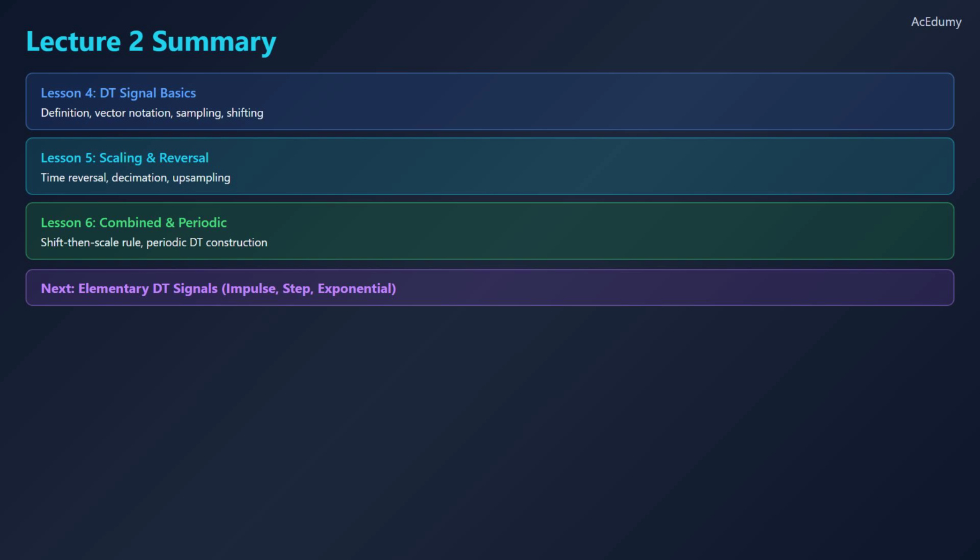Let us review everything from Lecture 2. In Lesson 4, we defined discrete time signals, learned vector notation, sampling from continuous time, and time shifting. In Lesson 5, we covered time reversal and time scaling, including decimation and upsampling. In this lesson, we combined shift and scale using the shift first then scale rule, and we constructed periodic discrete time signals by repeating aperiodic patterns. In the next lecture, we will study elementary discrete time signals like the unit impulse, unit step, and exponential sequences.